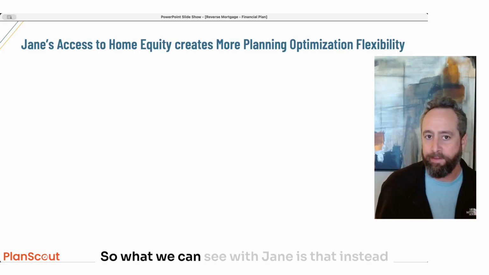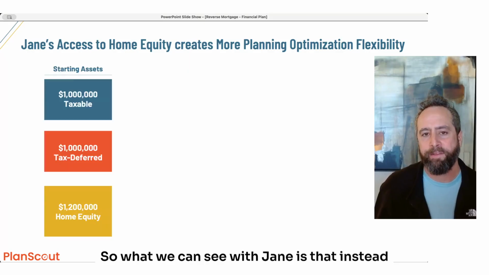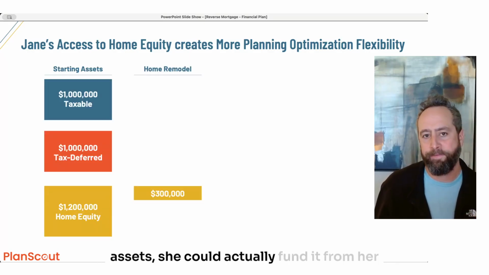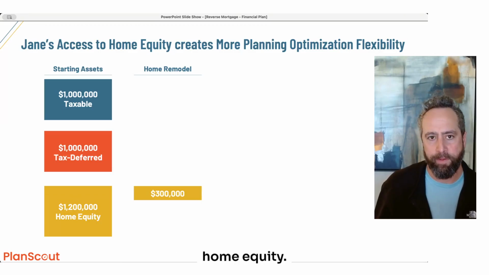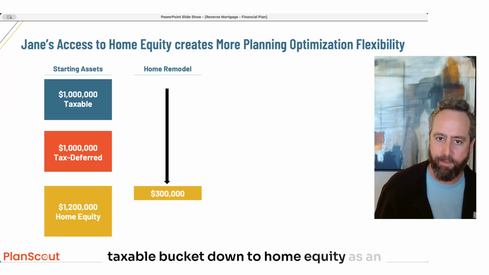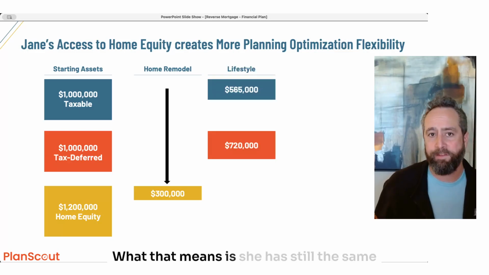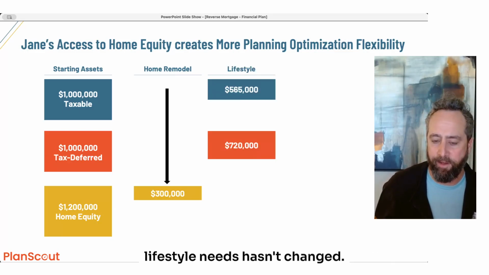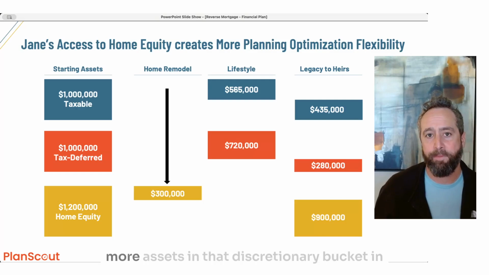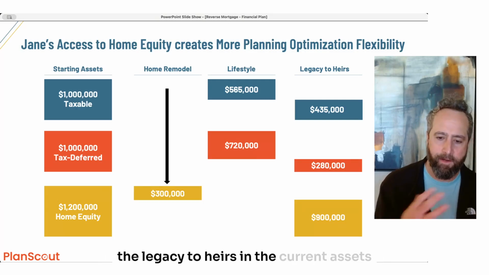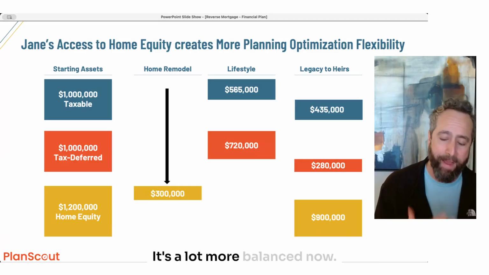So what we can see with Jane is that instead of funding the home remodel from taxable assets, she can actually fund it from her home equity. And so we're really moving this down from the taxable bucket down to home equity as an expense. What that means is she has still the same amount to support her lifestyle because her lifestyle needs haven't changed. However, you'll see that now she has a lot more assets in that discretionary bucket, in the legacy to heirs, in the current assets perspective. It's a lot more balanced now.